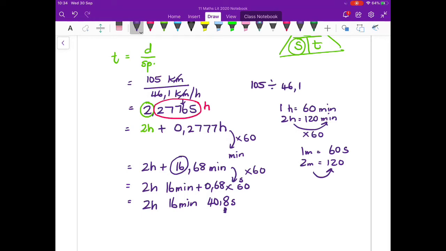Does the 0.8 seconds count here? Most certainly, because it's a cycling race. So hours, minutes, and seconds will be 2 hours, 16 minutes, and 40.8 seconds. We won't round because remember, the decimal of a second does count.